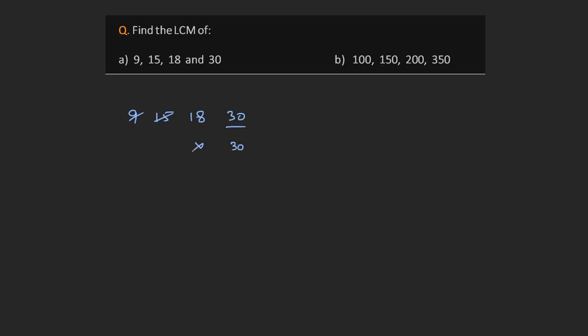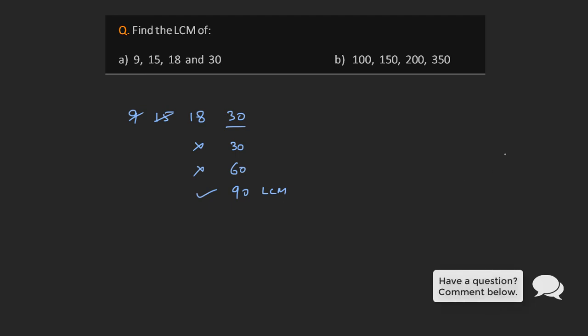But 30 is not divisible by 18. And so we move to the next one, 60. 60 is also not divisible by 18. And so the next multiple, 90. Now 90 is divisible by 18. 18 times 5 is 90. So 90 is our LCM.